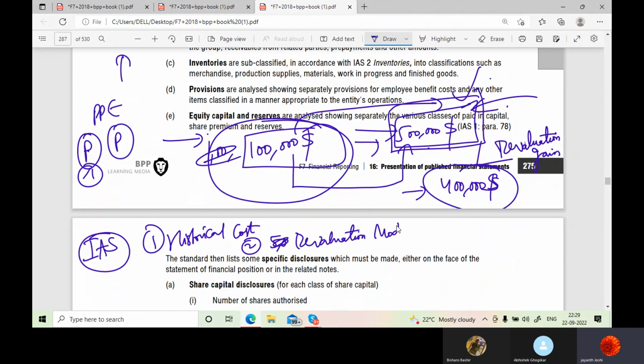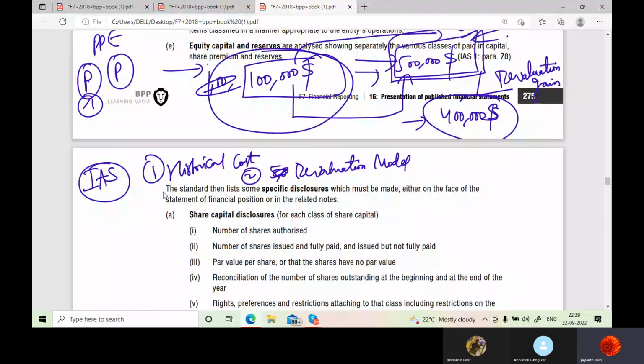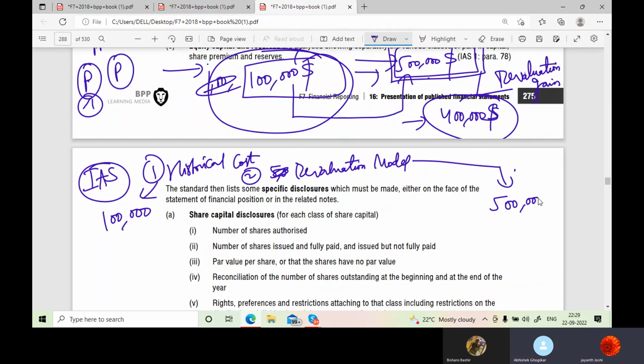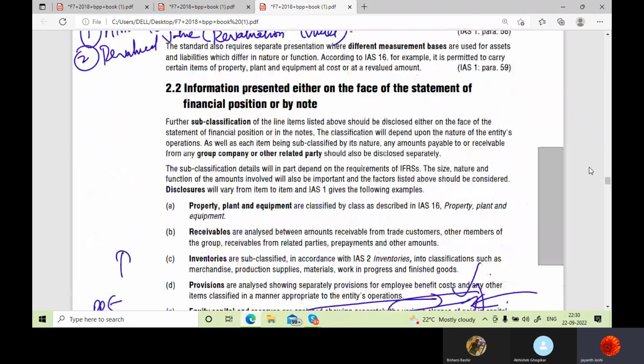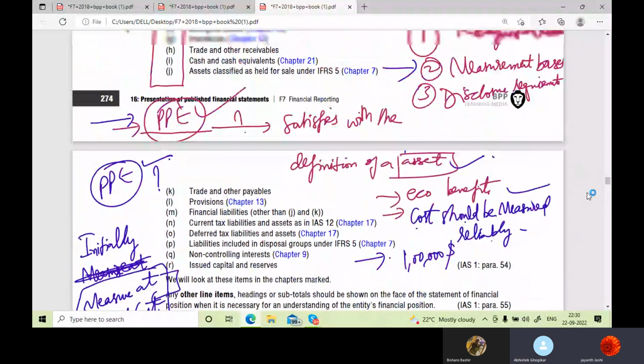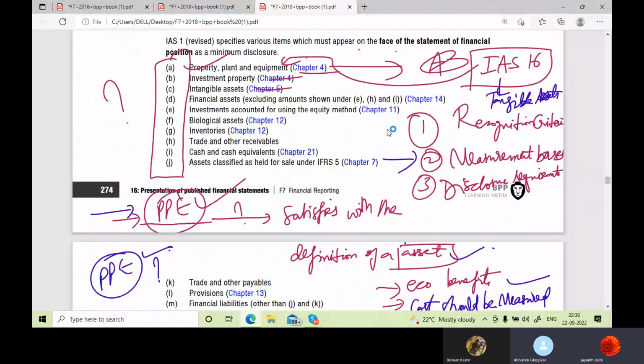So if you are showing the asset at historical cost, you have to show that as $100,000 in your statement of financial position. If you are using the revaluation model, you have to show the asset at $500,000 in your balance sheet or statement of financial position. Further details about this I'll be giving you in the next session. This is not the class to discuss that. And then comes the disclosure requirements. Recognition criteria we have discussed, measurement basis we have discussed. Disclosure requirement is nothing but what we discussed when we started this topic.